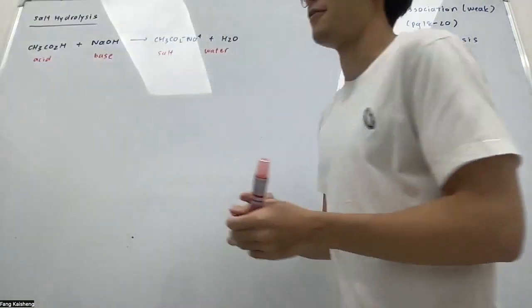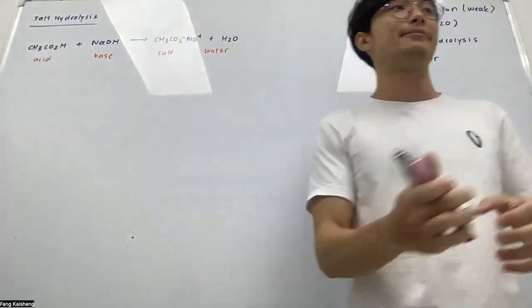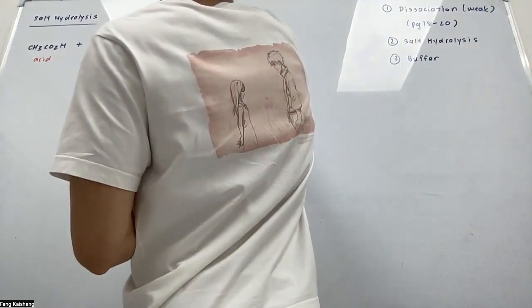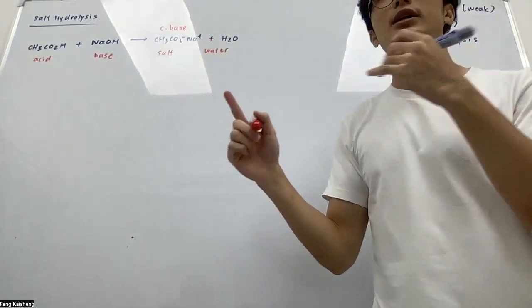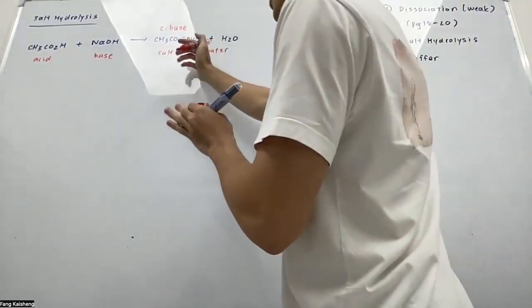Can you all identify first? The acid is clearly this one. Who's the conjugate base? CH3CO2⁻. Okay, good. I want you to write it down also. This is the conjugate base. In other words, the conjugate base is also considered the salt. Just different names, they are the same thing. Conjugate base, salt, same thing.